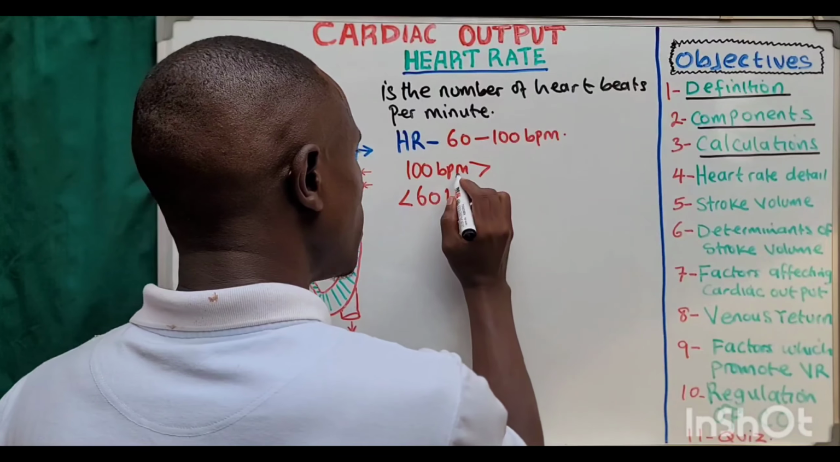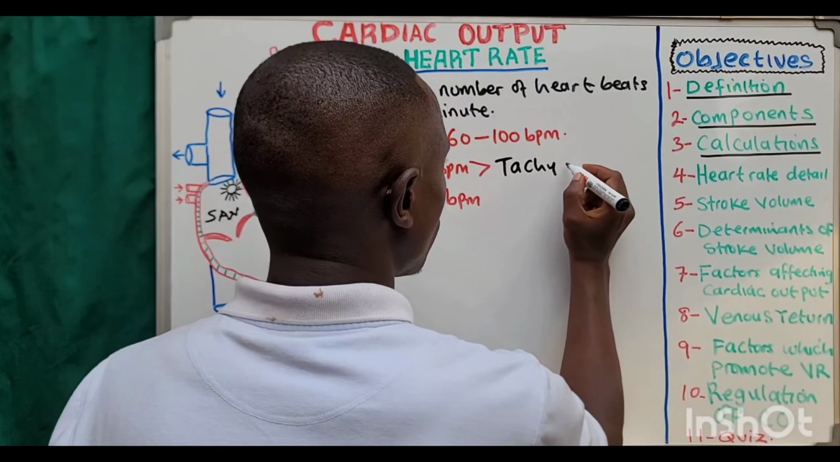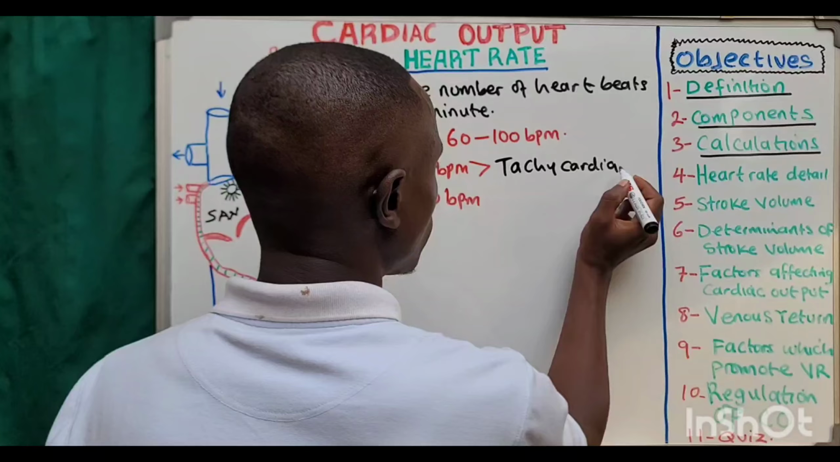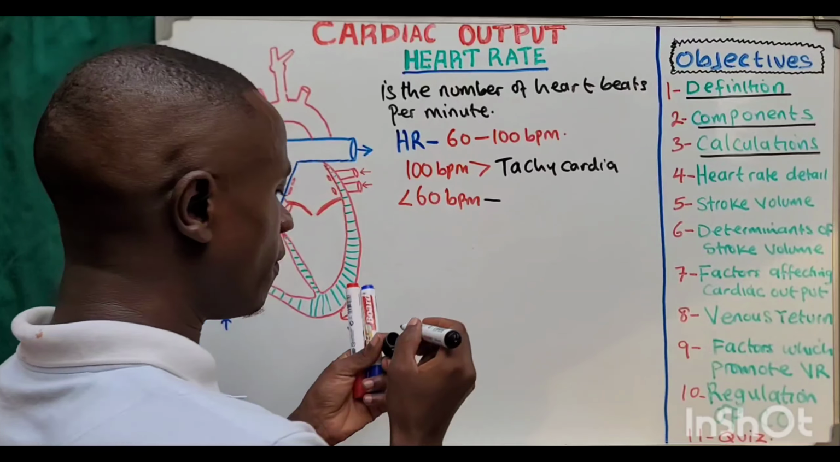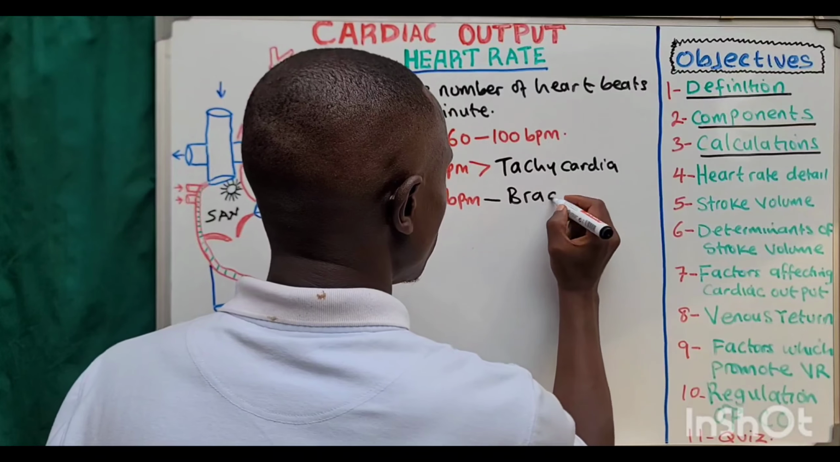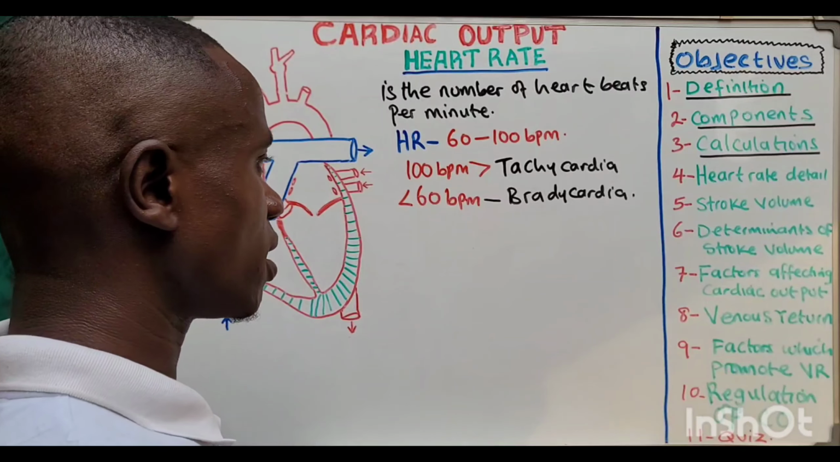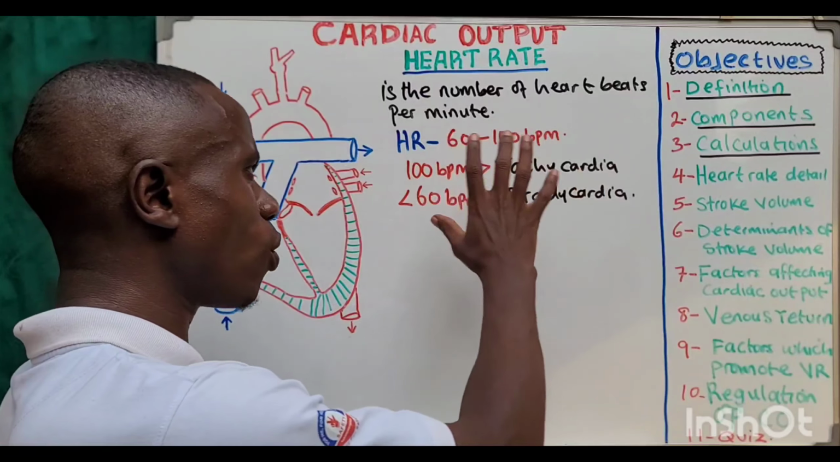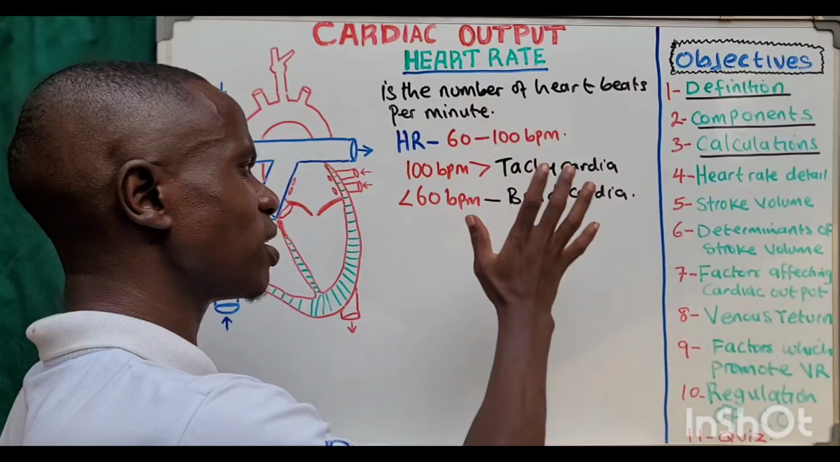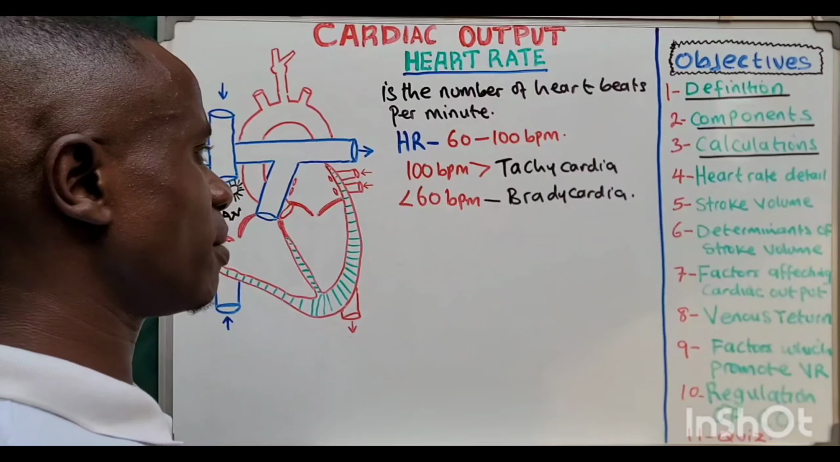If you have 100 beats per minute and above, this is what we call tachycardia. And if you have less than 60 beats per minute, this is what we call bradycardia. It is another beautiful thing. These are super common terms in the study of heart rate: tachycardia for beats that are more than 100 beats per minute, and bradycardia for beats that are less than 60 beats per minute.